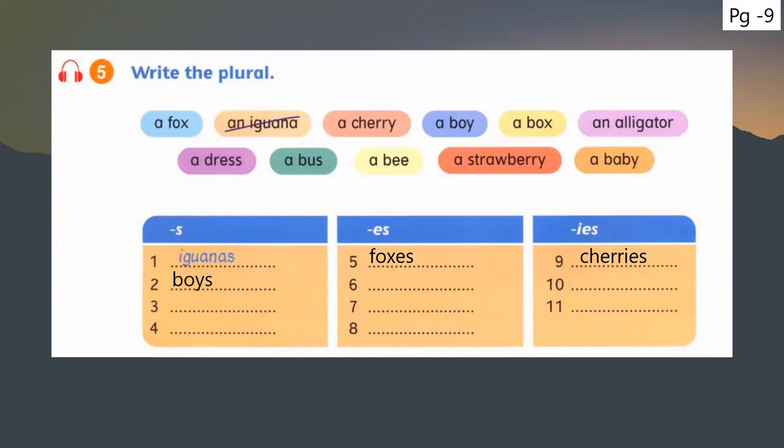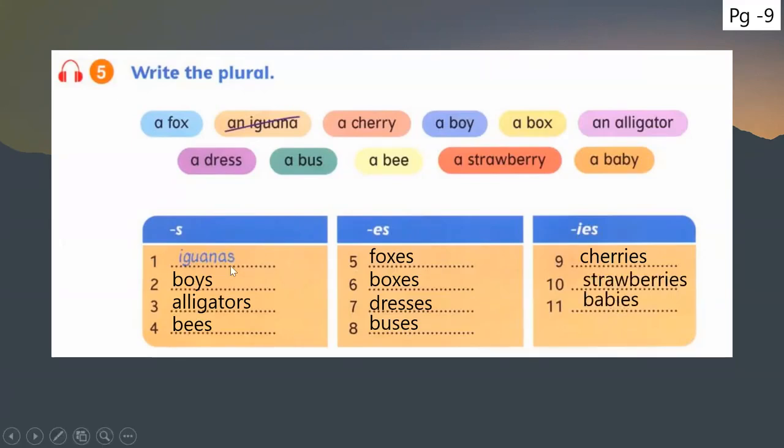Box, right? Yes, boxes. Alligator, alligators. Yes. Dress, dresses. Yes, dresses. And so next one, bus. Yes, buses. And so next one, bee. Bees. Strawberry, Y after a consonant, so I-E-S. Baby, babies. And for this one, it ends with X, SS, S, so that's why we need to add ES.